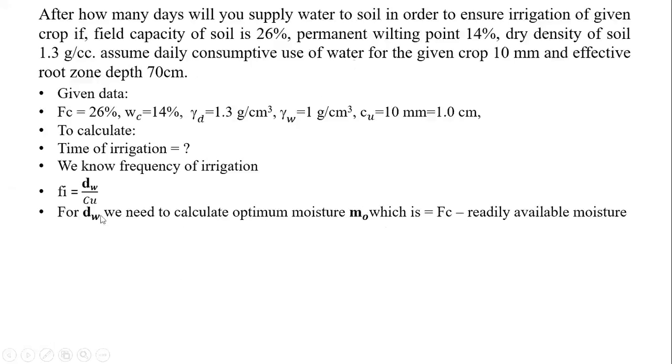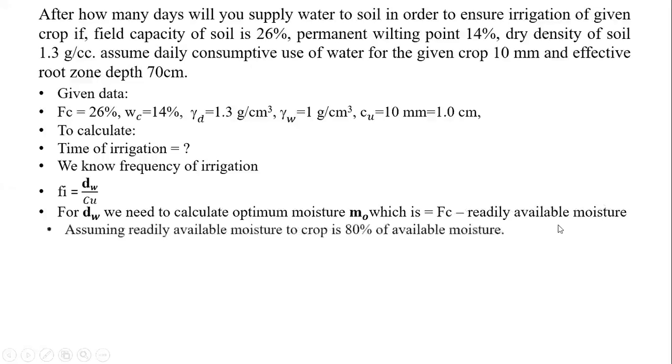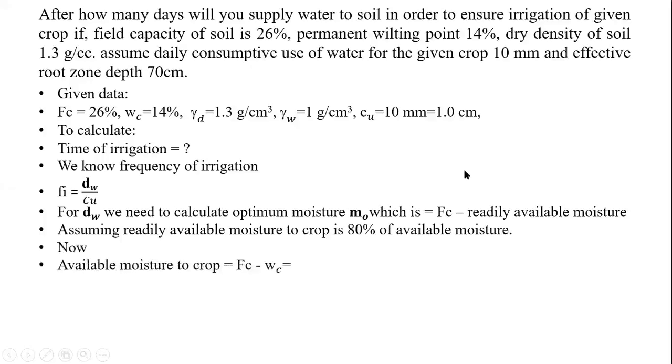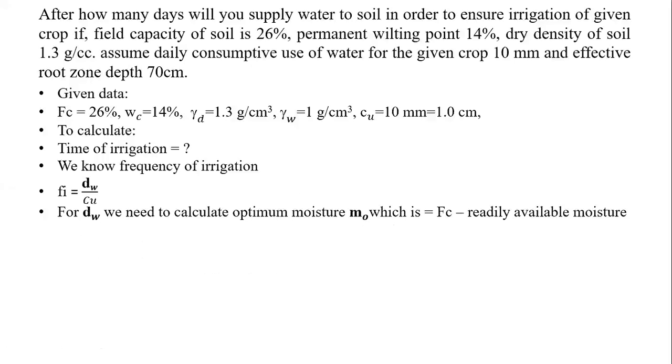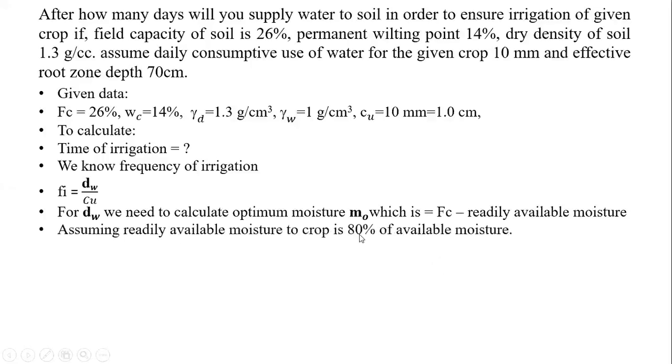Now, for a DW, we need to calculate the optimum moisture m suffix 0, which is field capacity minus readily available moisture. Okay, now field capacity, sorry, here we needed available moisture. Field capacity minus available moisture. So the field capacity is given to us. What is that? Field capacity is 26%. But for getting the readily available moisture, we are knowing that the readily available moisture is about 80%, or we assume that here.